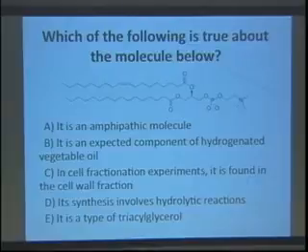Okay, so pretty much everybody said, this is an amphipathic molecule. That's right. Now, does anybody know what that molecule is? Anybody know what it is? Bonus. What is it? Not ATP. No, it's called phosphatidylcholine.